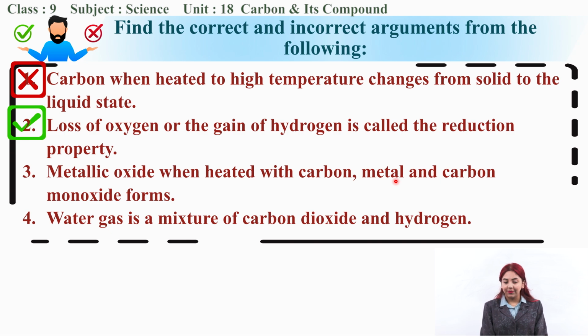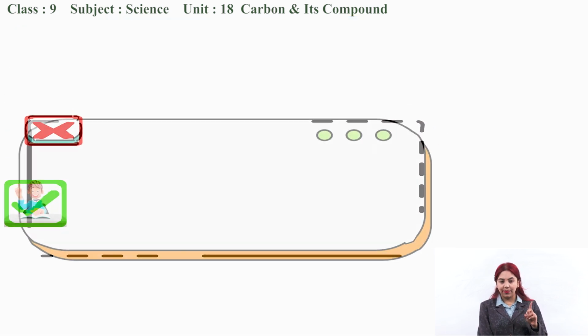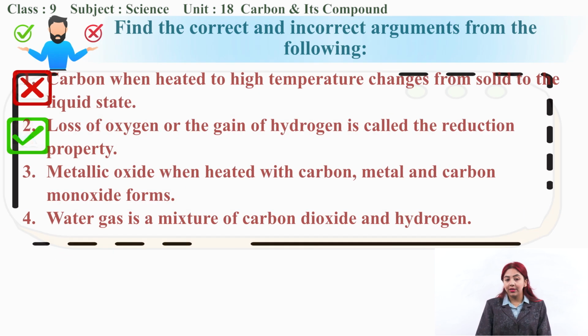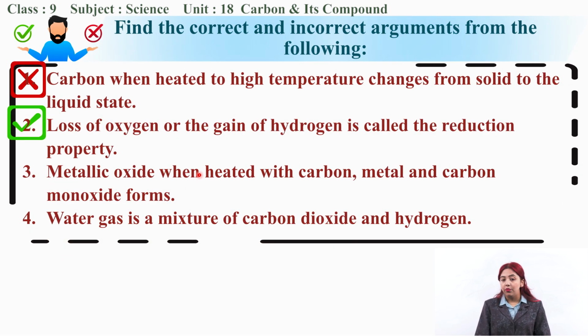Now third argument, metallic oxide, when it is heated with carbon, it gives metal and carbon monoxide. So is this correct? Let us look back at our slide. So in the reducing property, what we studied was, carbon removes the oxygen that is present in the metallic oxide of less reactive metal, and it gives us metal and releases carbon monoxide as well. So here the argument says metallic oxide, when it is heated with carbon, it gives us metal and carbon monoxide. So is this statement correct? Yes, it's correct.